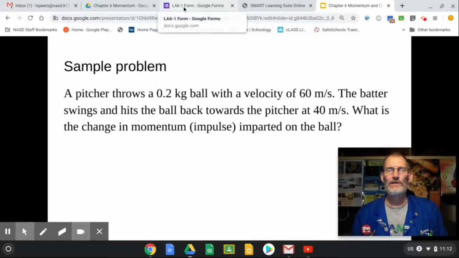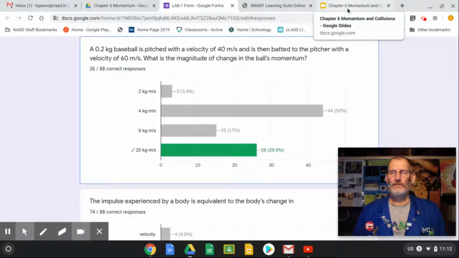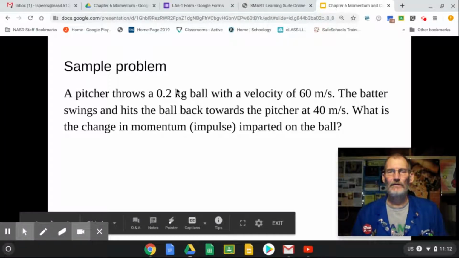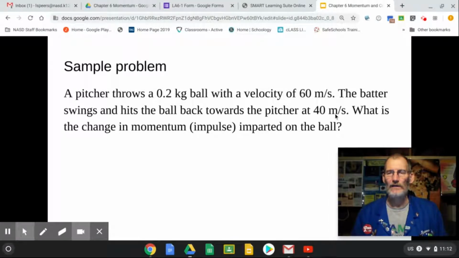It's the same question. Remember that momentum is a vector quantity. The direction of this momentum makes a difference. So when the ball changes direction from a positive 60 to a negative 40, that's a change in velocity of 100 meters per second. So it's a much larger change of momentum rather than just that small one.